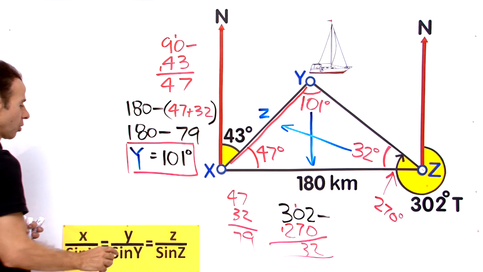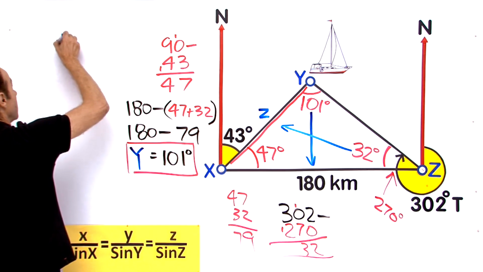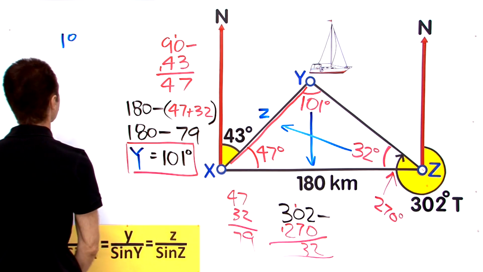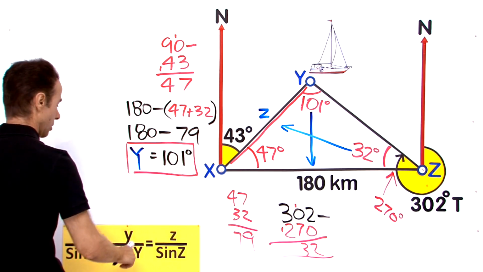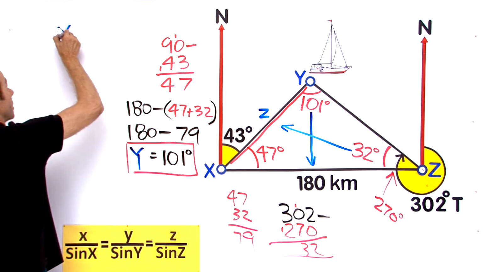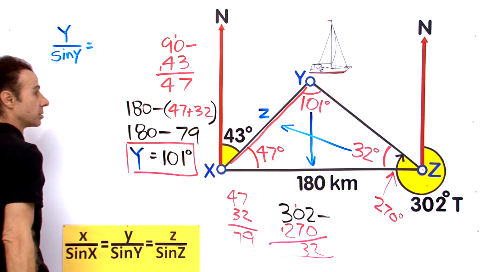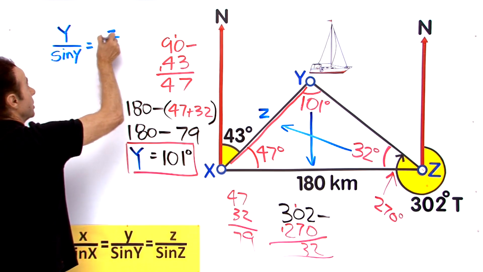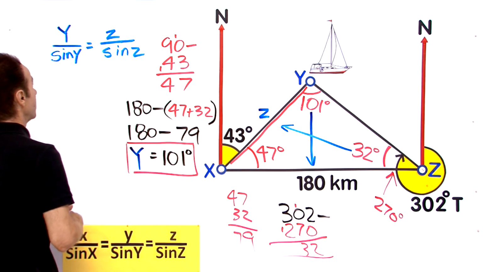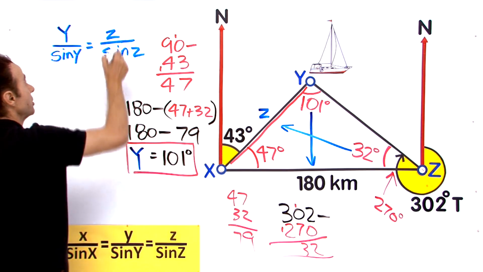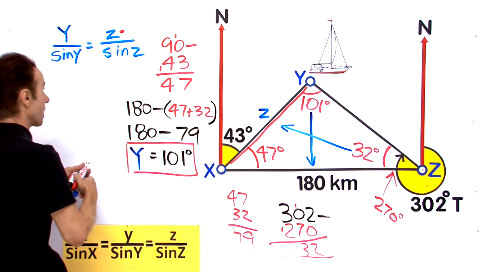So let's work with that. That's going to be y on sine y. Actually, let me write it down as y on sine y so it makes more sense for you. y on sine y is equal to z on sine z. Now, what do we know? Well, what we don't know is this z. That's what we don't know. We know this, we know this, we know that. So let's substitute in there and work this out.